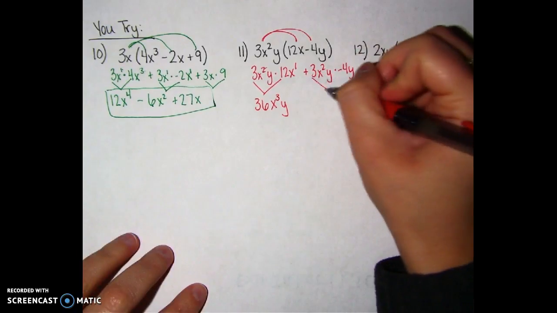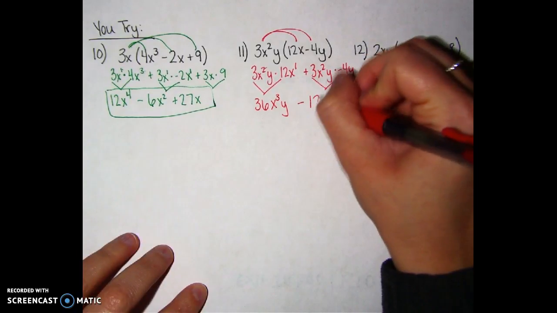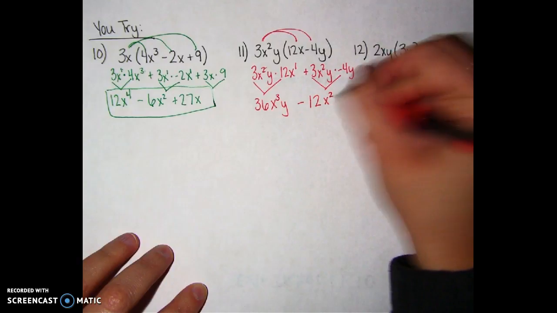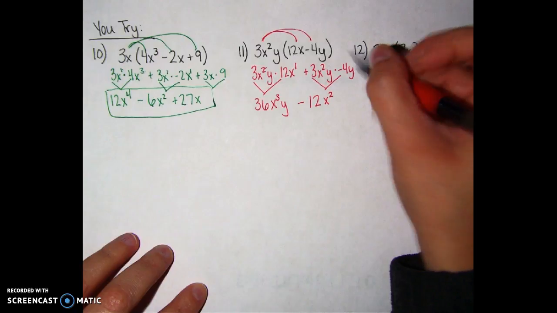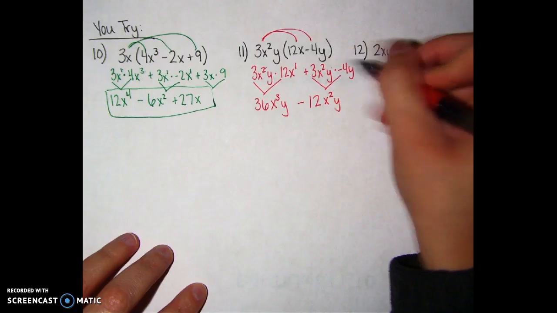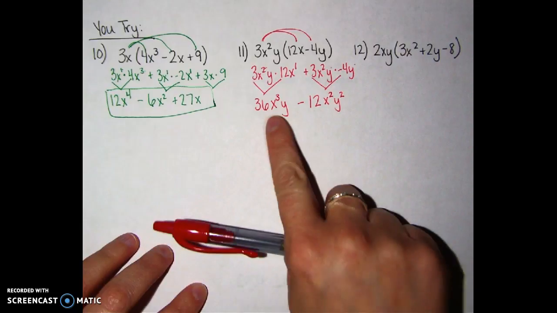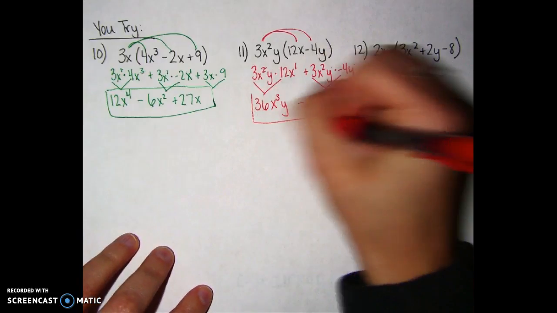Over here, 3 times negative 4 is negative 12. And for the x's, it's just x squared, because this one over here doesn't have an x. And for the y's, that's a 1, and that's a 1. 1 plus 1 is 2. These are not the same thing, so we are done.